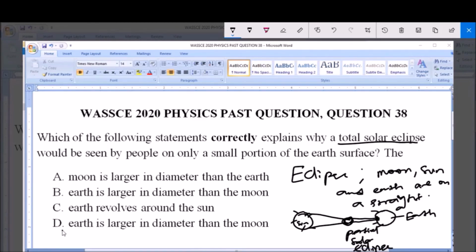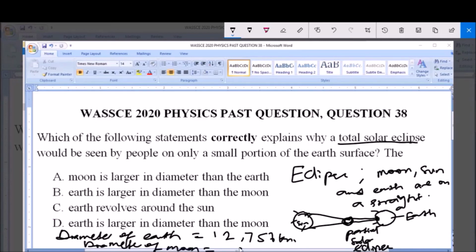The diameter of the earth is equal to 12,756 kilometers approximately, and the diameter of the moon is equal to 3,476 kilometers approximately. Now you see that the diameter of the moon is smaller compared to the diameter of the earth, and that is why a total solar eclipse only affects a smaller portion of the earth's surface, because the moon is not as big as the earth.